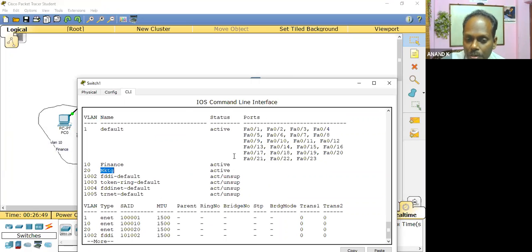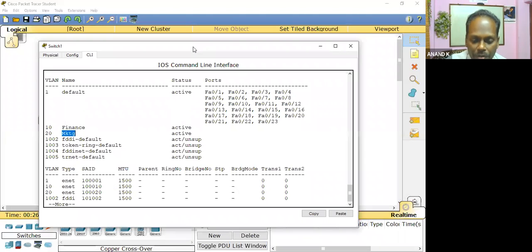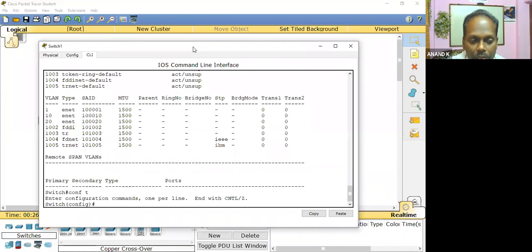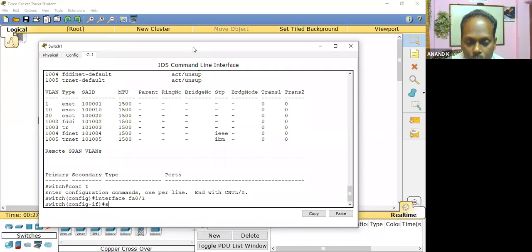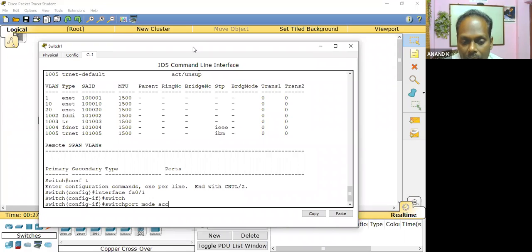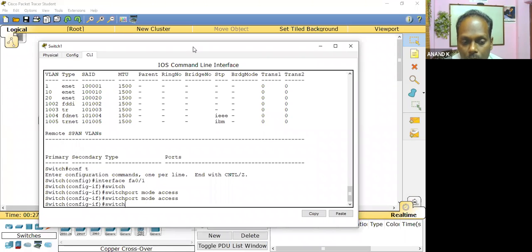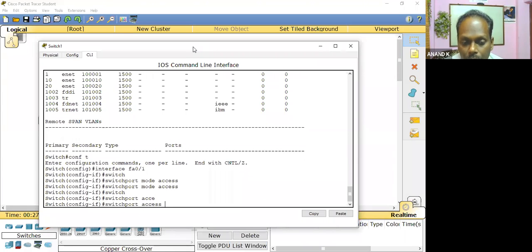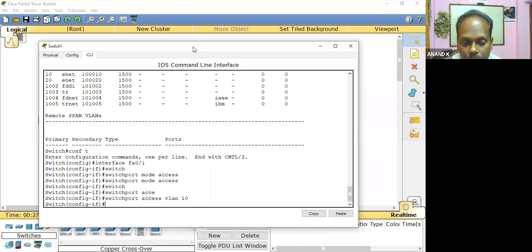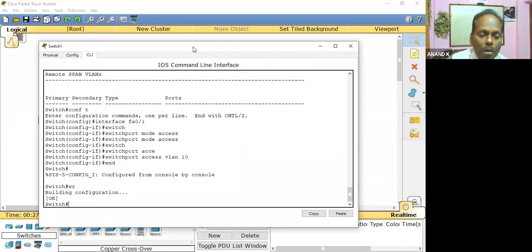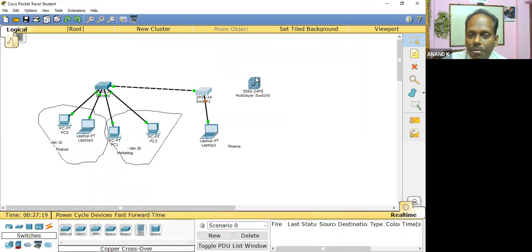Now, change this one to whichever port you want into finance. I will change the port to finance now. Config interface FA 0/1, switchport mode access, switchport access VLAN 10. Okay, now done. You can test now. He's also a part of the finance team now.